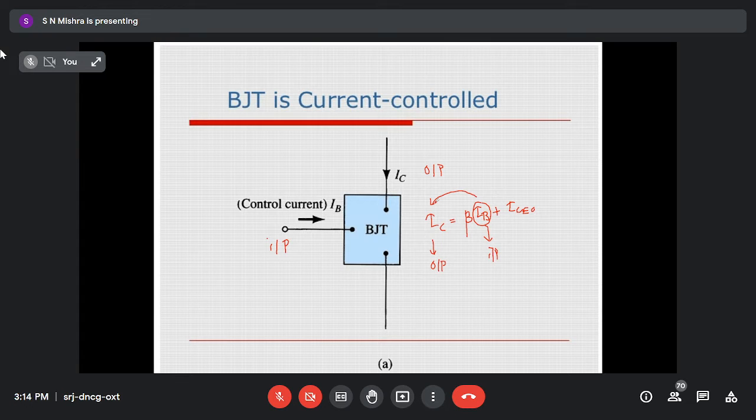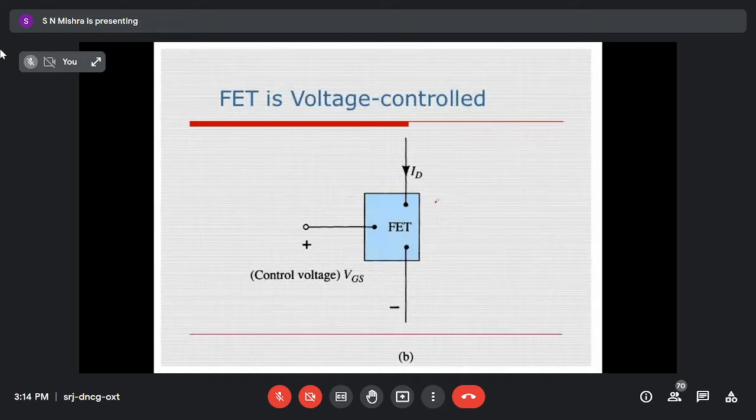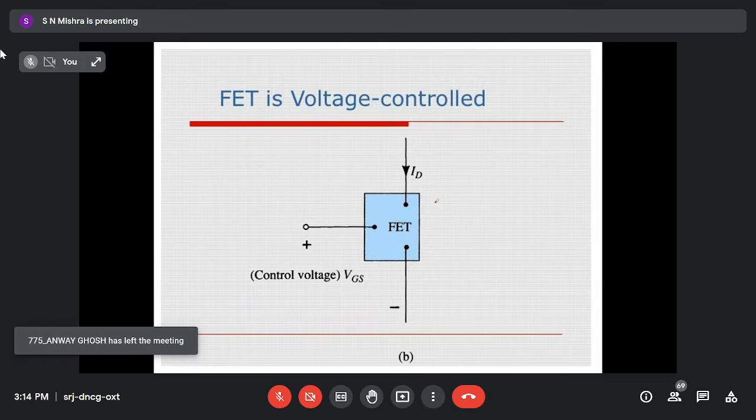So that's why the BJT is called a current controlled device. Is it clear? These are short questions you will frequently get in the MCQ or quiz, and the same in Viva as well as in any other exams. So BJT is a current controlled device because output current is controlled by input current, but FET is a voltage controlled device.